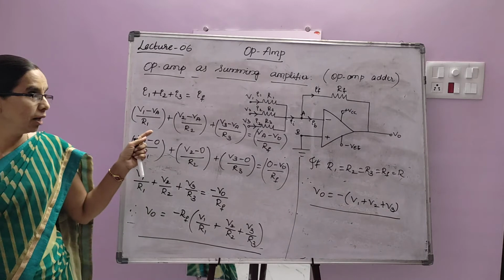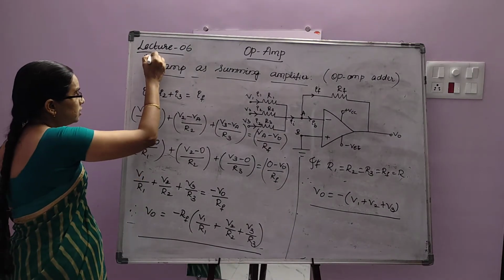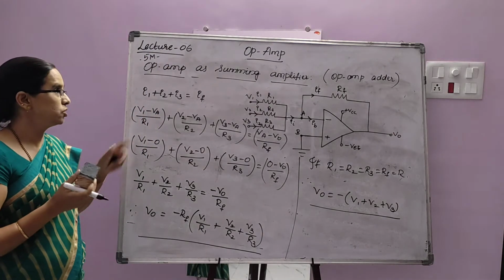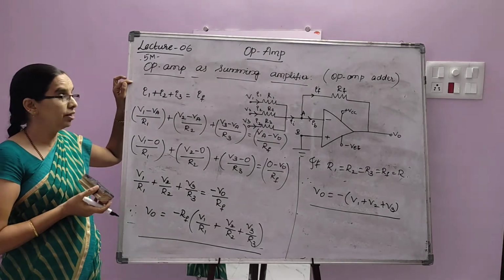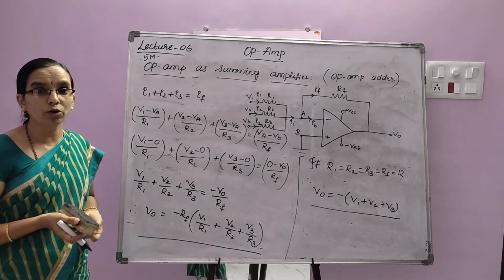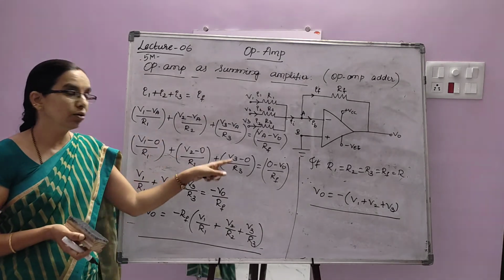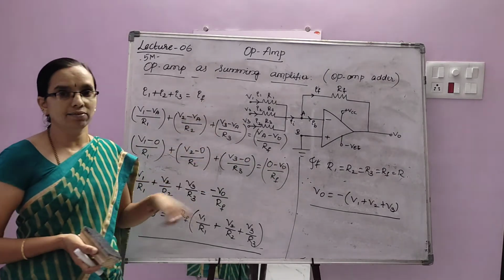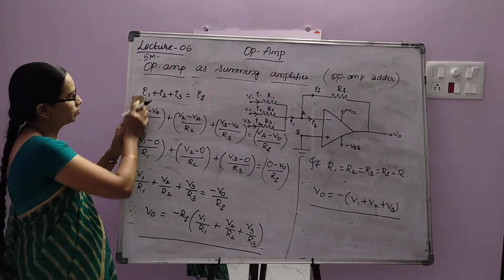So this can be asked for a 5 marks question. Write the circuit of op-amp summing amplifier and derive the expression for the output voltage. That will be asked for a 5 marks question. You have to write the circuit and circuit explanation, definition, circuit explanation and derivation up to this.